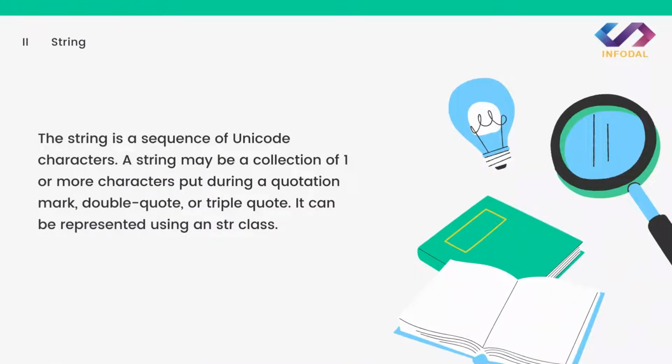Now, the second data type is the string data type. Okay, the string is a sequence of Unicode characters. A string may have a collection of one or more characters put together with the help of single quotes, double quotes, or triple quotes. Okay, it is represented using the str class.